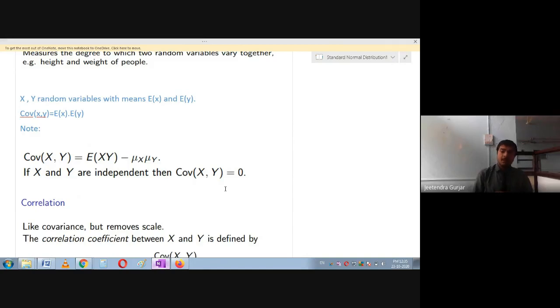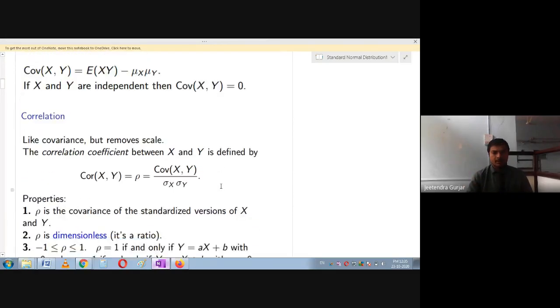Suppose X and Y are independent, which means they are not related. If they are not related, what is the use? We cannot correlate them. There is no relation between them. Then we take this covariance of XY as 0.